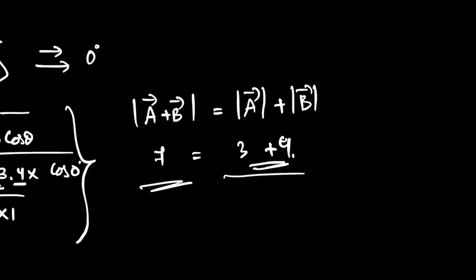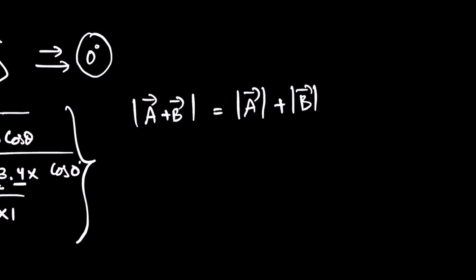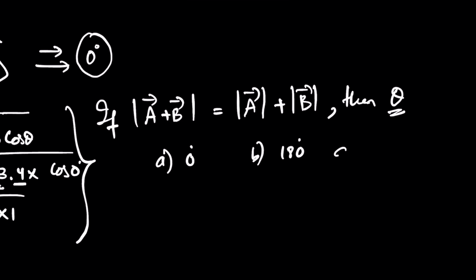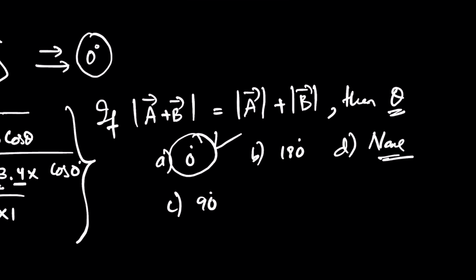Now in this case, diagrammatically, if this is the case, this is an MCQ-type concept. If this is equal to this, then theta, where theta is the angle between A vector and B vector, is: option A 0 degree, option B 180 degree, option C 90 degree. Which one will you choose? 0 degree, same direction. Same direction is 0 degree.